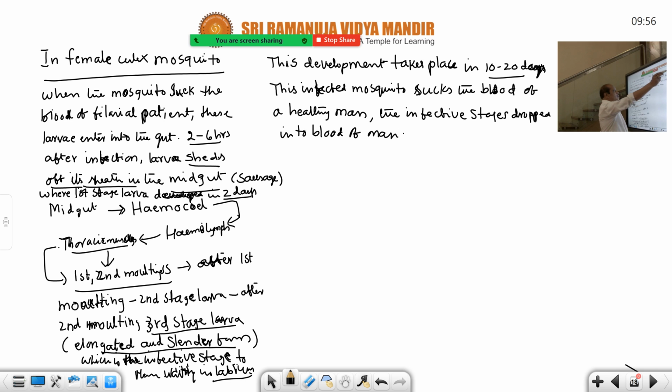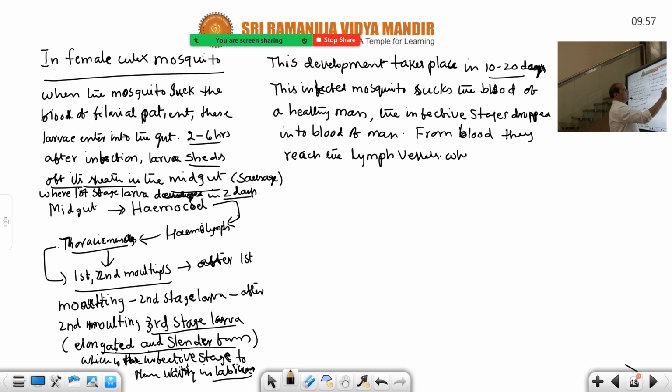So this development takes place in 10 to 14 days. This infected mosquito sucks the blood of a healthy man. The infective stages drop into the blood of man. From blood, they reach the lymph vessels. So here, the next step is in the lymph vessels. What step occurs? They reach the lymph vessels, where the last two moultings occur.